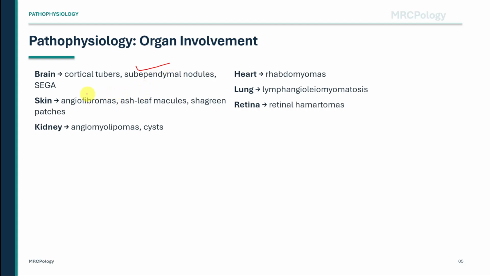In the skin, they develop facial angiofibromas, ash leaf macules, shagreen patches, and periungual fibromas. In the kidney, angiomyolipomas and cysts are common. In the heart, rhabdomyomas may be seen, especially antenatally or in neonates. In the lung, lymphangioliomyomatosis can occur, especially in females. In the retina, hamartomas may be seen. The brain manifestations are especially important for exams.